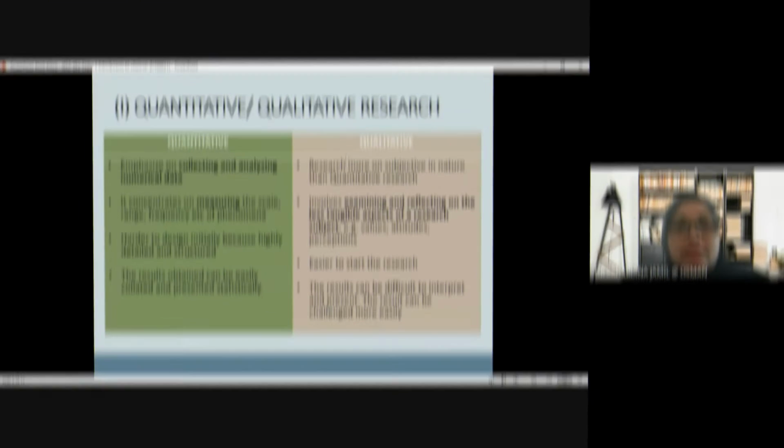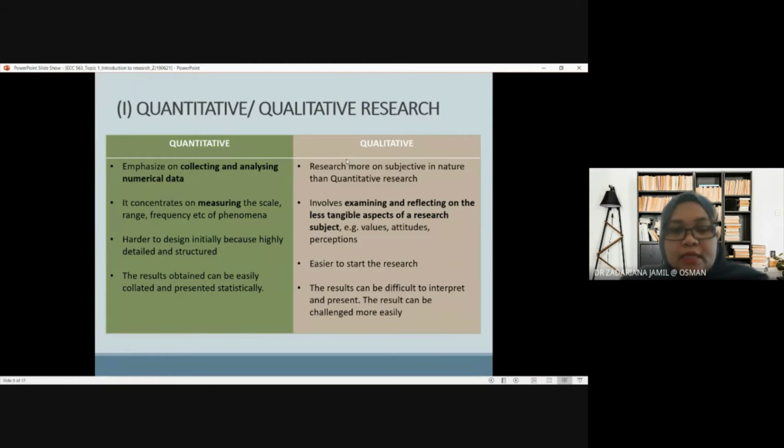Let's look at the difference between quantitative and qualitative research. Quantitative research emphasizes collecting and analyzing numerical data. It concentrates on measuring the scale, range, frequency, etc. of phenomena. So quantitative is more about analyzing numerical data.